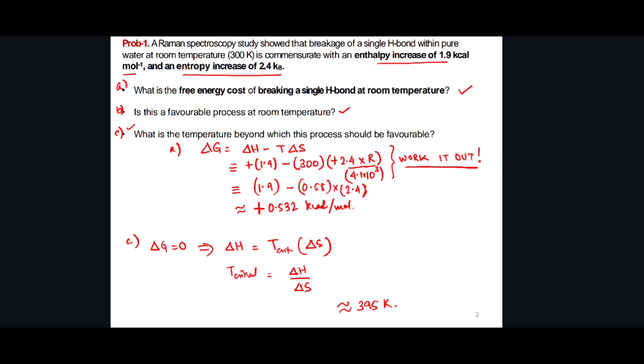Minus, so I'm going to put T as 300. What is my delta S going to be? Is my delta S going to be plus or minus? It is also going to be plus. Plus some quantity. So I can put plus 2.4 times, if I have to do kB, I can essentially do R. It's in kilocalories, you are right. So I should divide by 10 to the power 3, right?